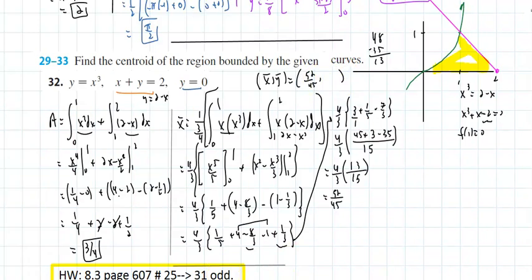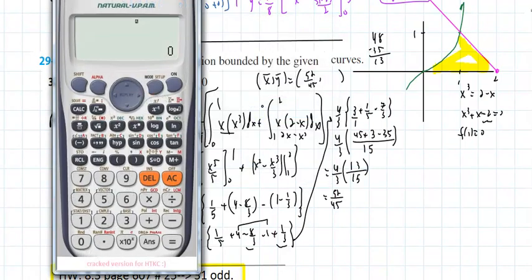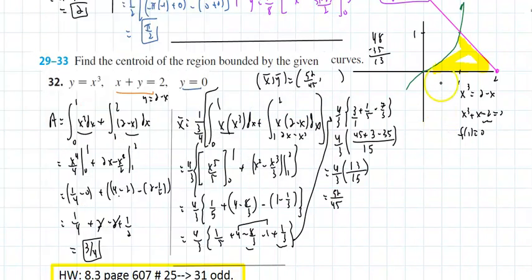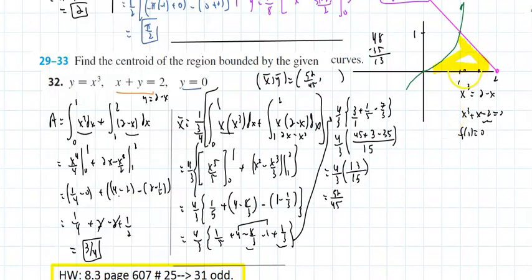Where's my calculator? .16. So it's pretty much 1.16, 1 point, so it's about right there.